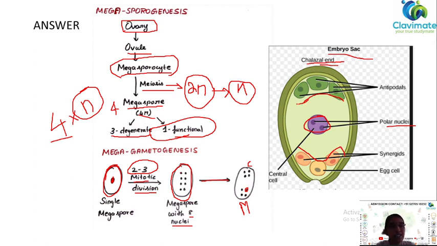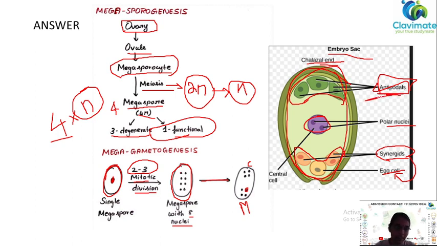So the cells in the chalazal end are called antipodals, and in the micropylar end there are 2 types of cells. One is the synergid cell and the center one is the egg cell. What is the role of synergid cell? It will provide nutrients to the egg cell. And we have these antipodals. What do these antipodals do? They provide nutrients to the whole of the embryo sac. So this is the role of the antipodals.